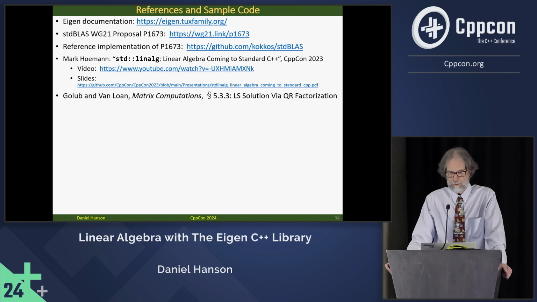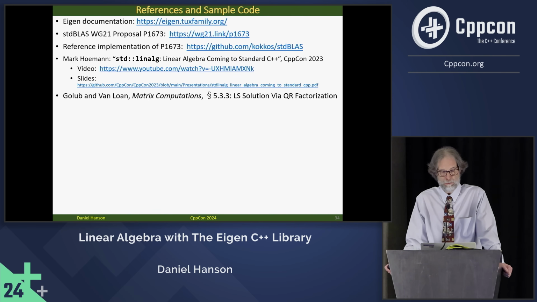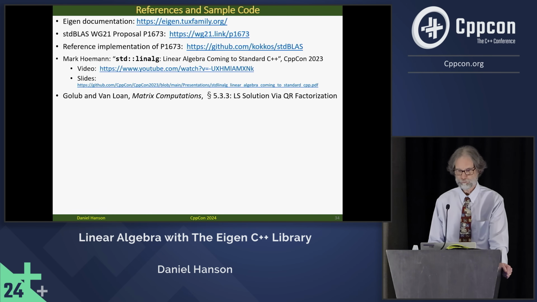For the least squares solution for the regression problem using the QR factorization, if you want more information, this is in the classic text by Golub and Van Loan called Matrix Computations, section 5.3.3.